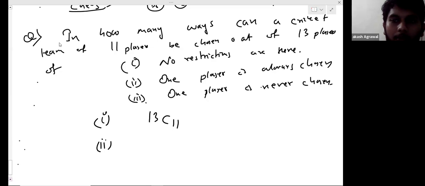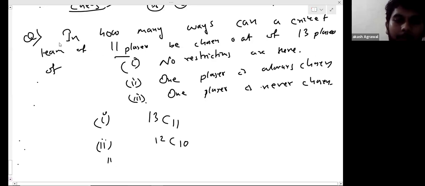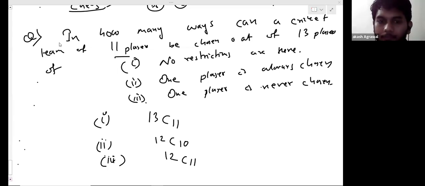One player is always chosen. That means एक तो आ ही गया हमारे पास. So you have to choose 10 out of 12. 12C10. ये बात clear सबको? Yes, sir. The third one is one player is never chosen. एक भाई साहब को तो choose करना ही नहीं है. So 12C11. You have to choose 11 out of 12. Clear? Yes, sir. Okay.